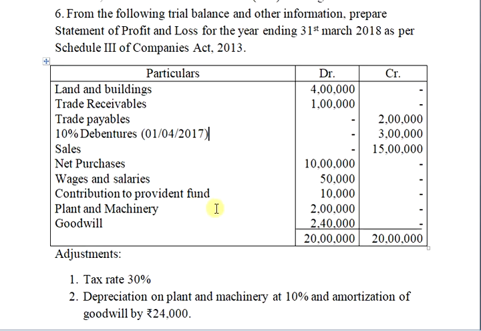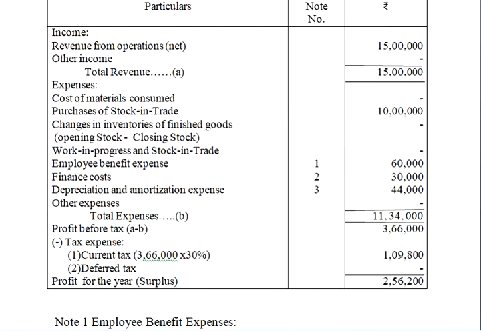Plant and machinery, no way concerned with the plant and machinery. Goodwill 2,40,000. Adjustments they are given. Tax rate 30%, that is of current tax. Depreciation on plant and machinery at 10%, and amortization of goodwill 24,000 is there. Plant and machinery how much is given? 2 lakhs. 2 lakhs into 10% becomes 20,000. And amortization of goodwill is 24,000. So depreciation of plant and machinery and amortization of goodwill should be taken under a note called Depreciation and amortization expenses.